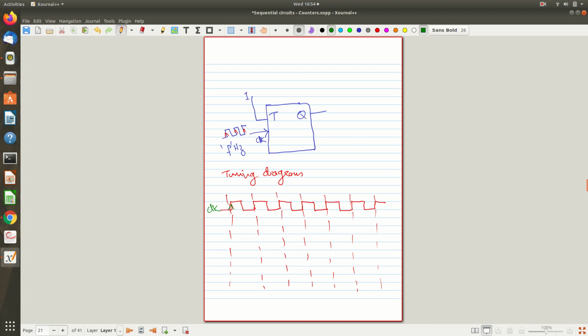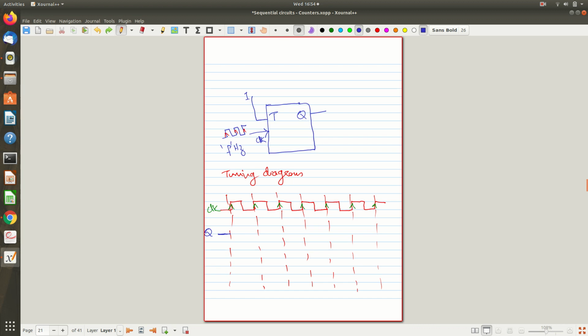And during the rising edge of the clock, the particular T flip-flop will trigger, and it will do the toggling of the output. I don't know the initial value, so let the initial value be some low value, okay? Here I am trying to see Q, this particular output of the flip-flop. Now it will trigger, it will toggle, meaning it will go to the opposite voltage level. Now it will continue this level until the next triggering, right?